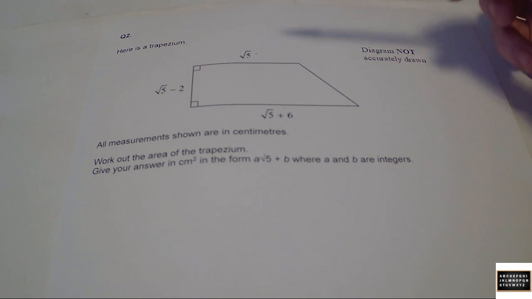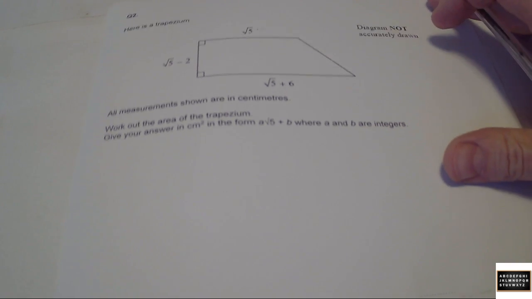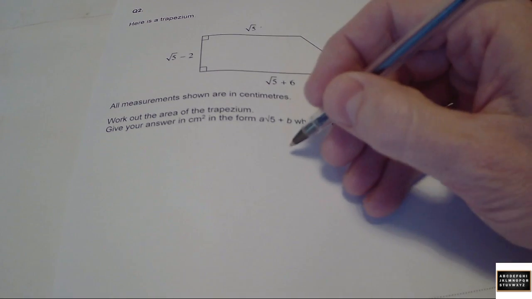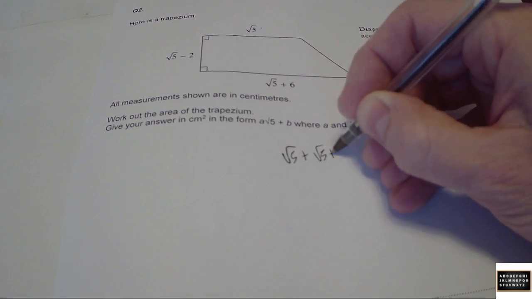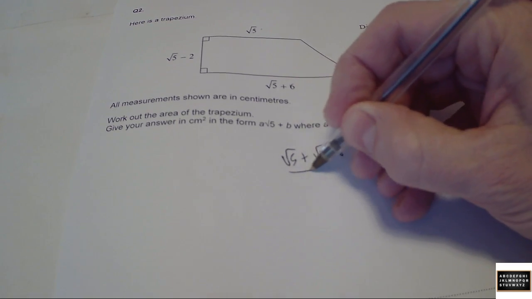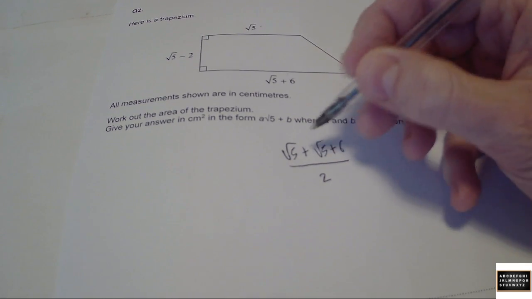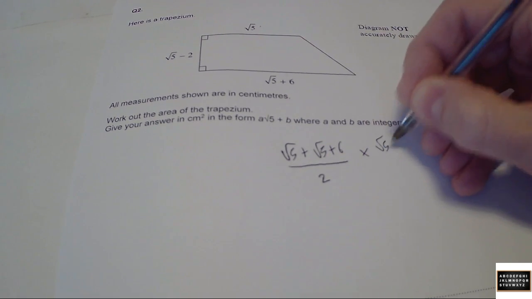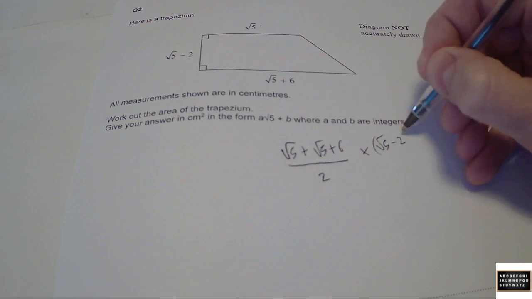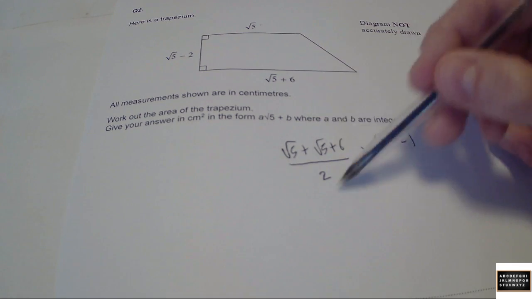So we've got to write that all down in some sort of succinct logical way. So we're going to do root 5, and then add up the root 5 plus 6. We're going to halve that, because it's half the sum of the parallel sides, and then times by the distance between them, root 5 minus 2. I'll leave that in brackets for now. Let's look at this first.